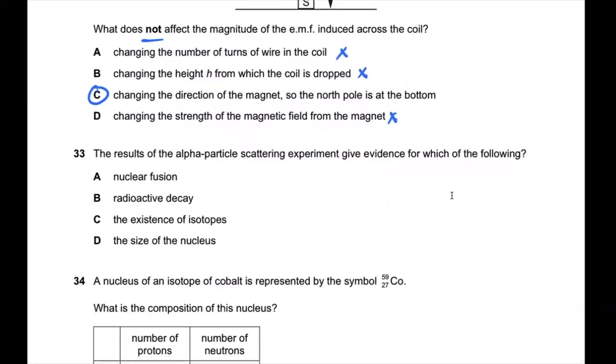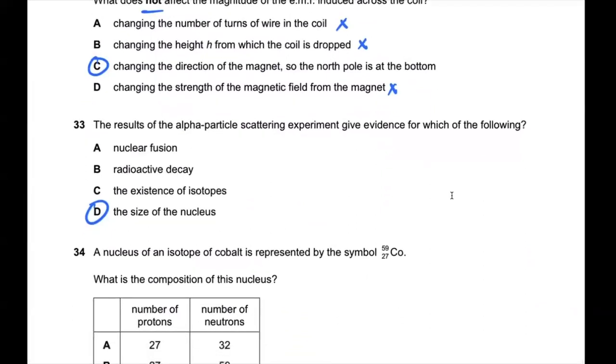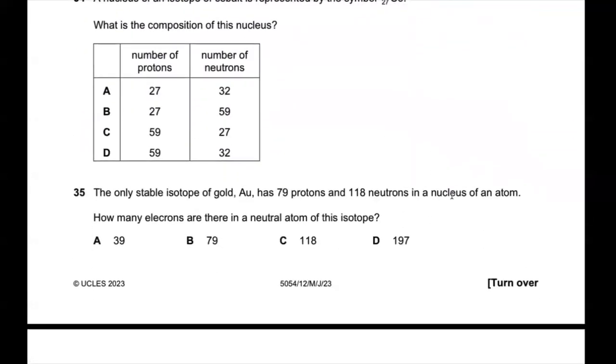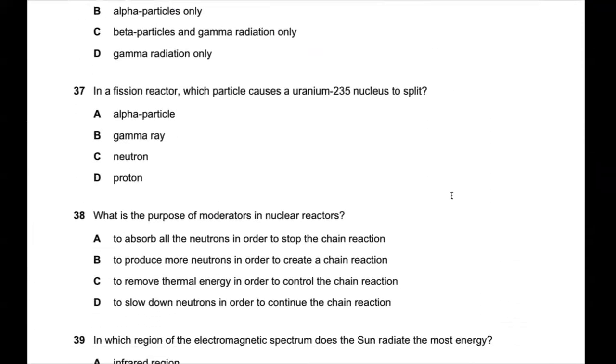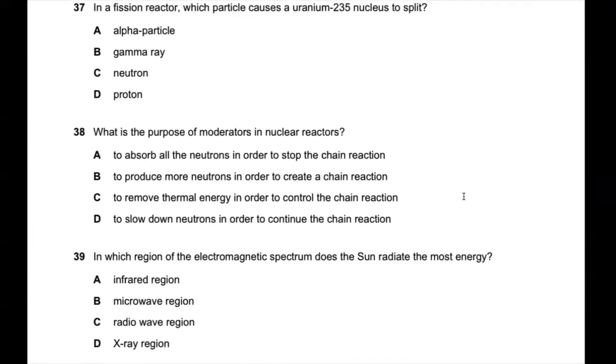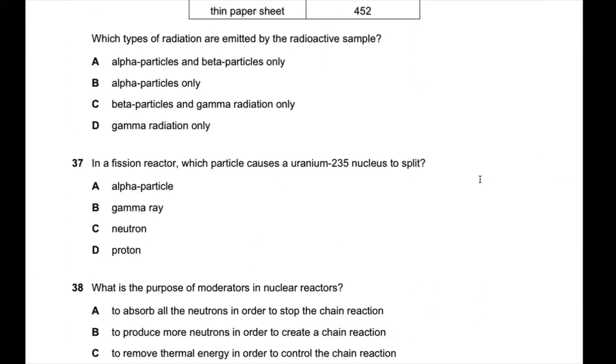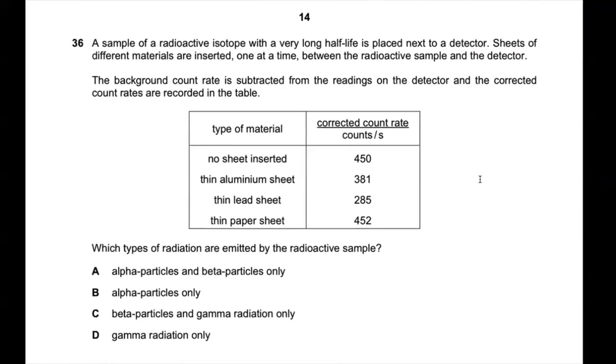The results of alpha scattering give evidence for the size of the nucleus, right? For some reason, these types of questions are a bit difficult to students. Let's have a look at this.